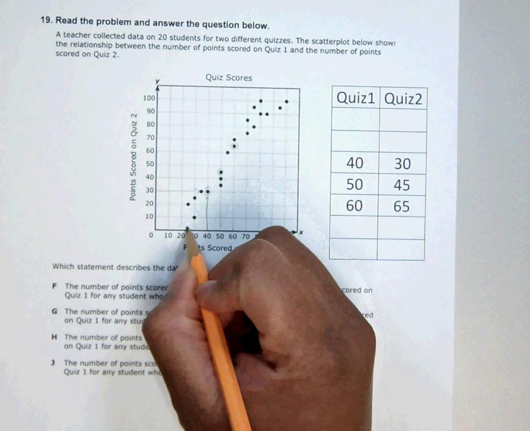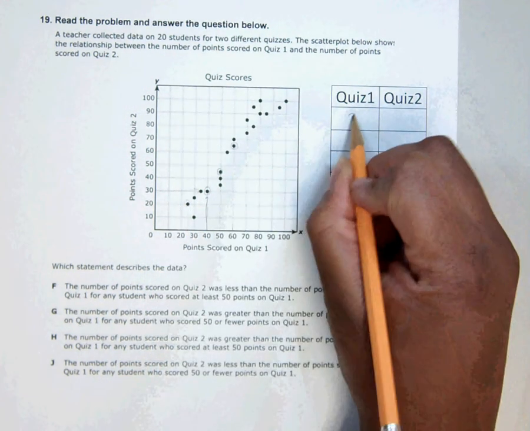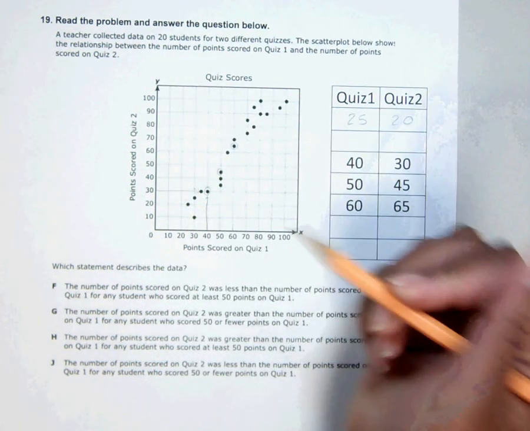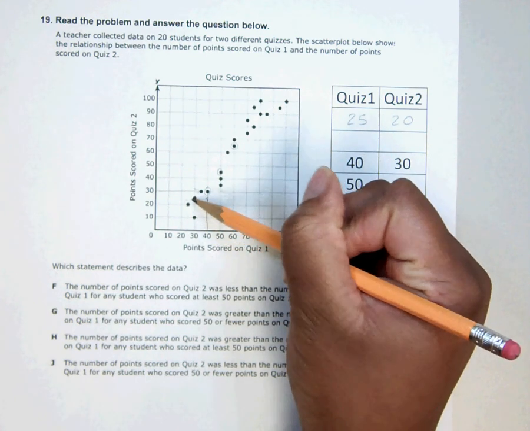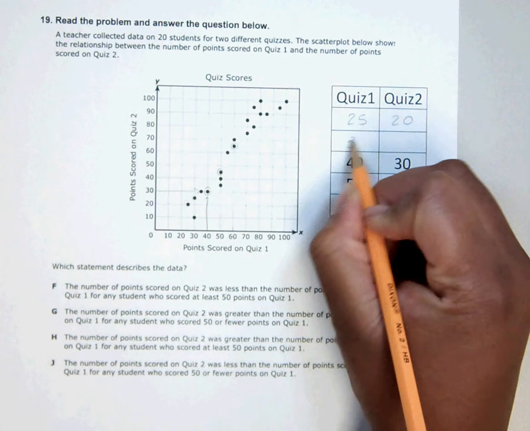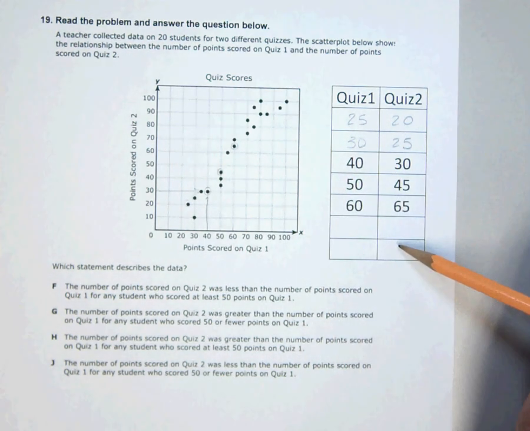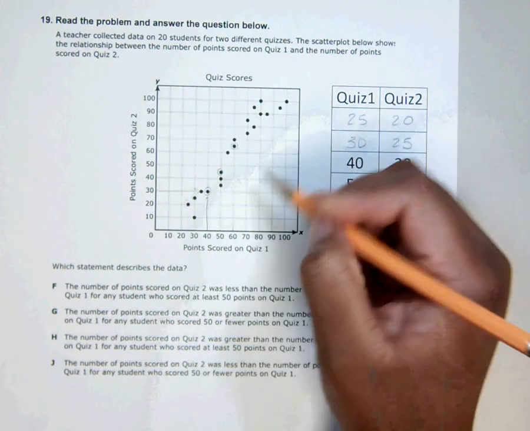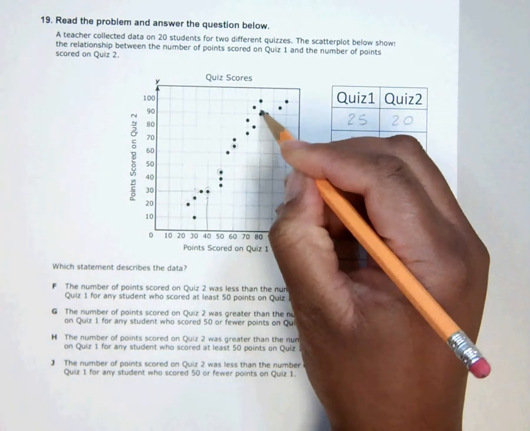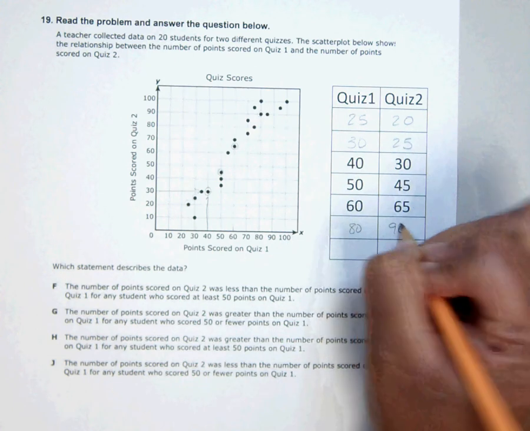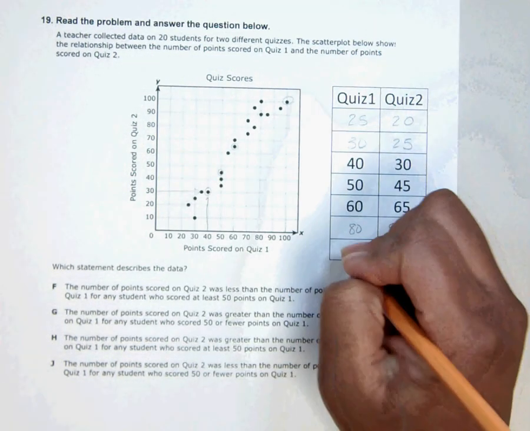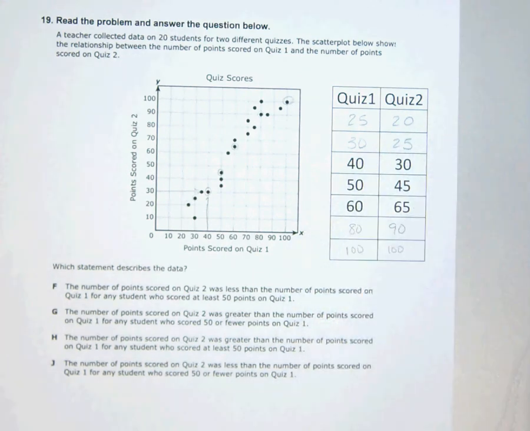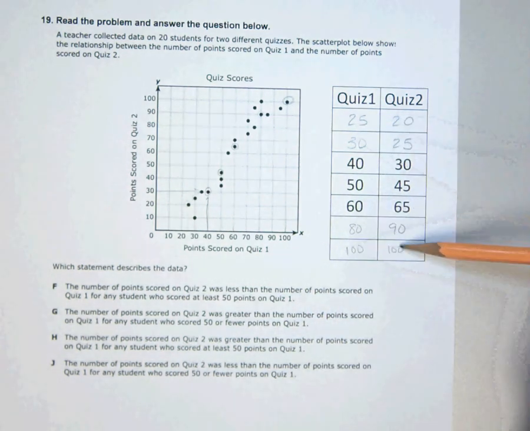So let me find 2 points on this side of 40 and then 2 points on the side of 60. So let's use 25 and 20. Let's use 30 and 25. And last but not least, let's use 80 and 90, and then 100 and 100. I'm going to use this point here. And so it is a positive correlation because they are both increasing.